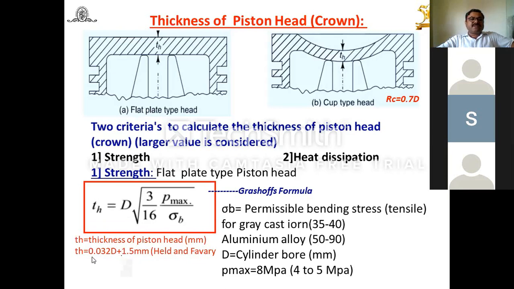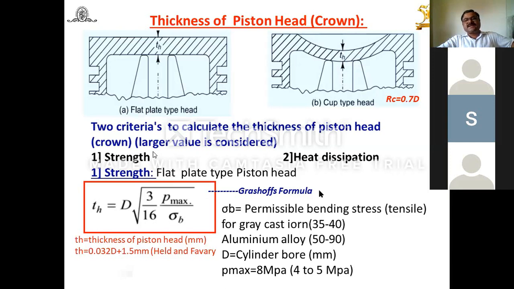By using that also we can easily find it out. Second, how to find this? For that purpose, Held and Fabry gave this expression: TH is equal to 0.032 D, capital D, plus 1.5 mm. By using these empirical relations also we can easily find the thickness of the piston. Again, in the case of the cup head, this RC, the radius of curvature, is given as 0.7 times the diameter, D meaning the bore diameter or cylinder bore. So in this way, by using the strength criterion, we can find the thickness.